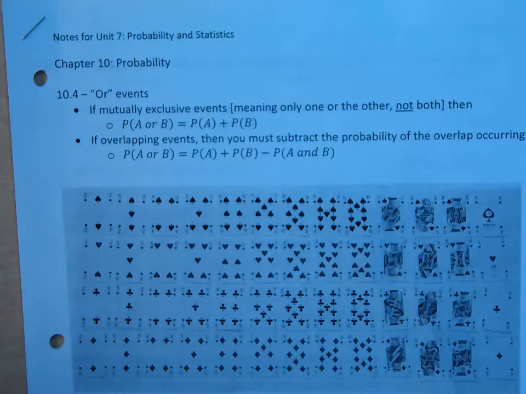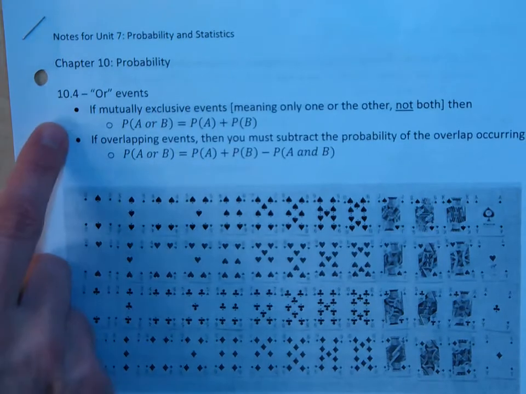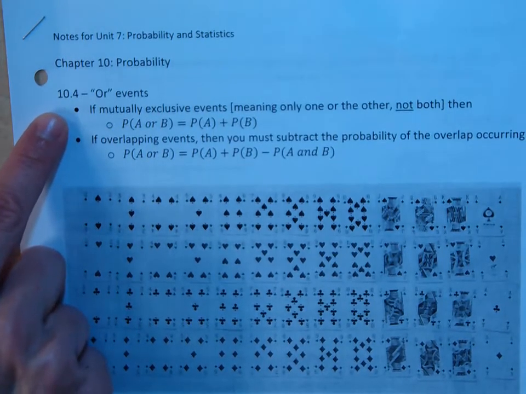Unit 7, Probability and Statistics, starting out with probability for this week. Section 10.4 is where we talk about how you find the probability if one event or the other happens. So there are two possible meanings of "or."